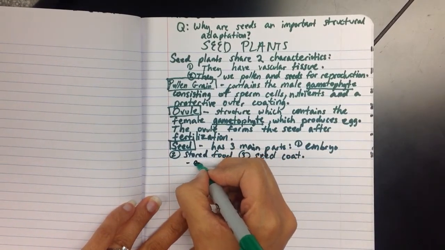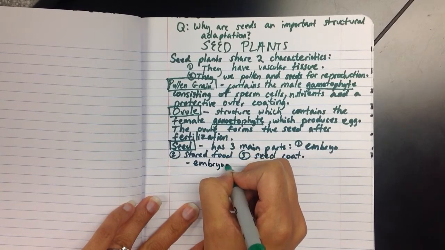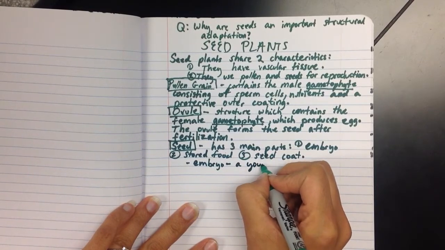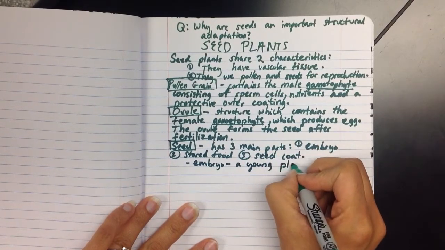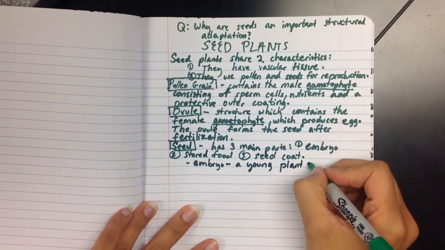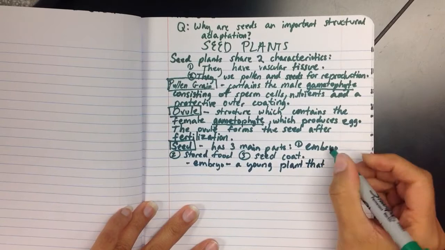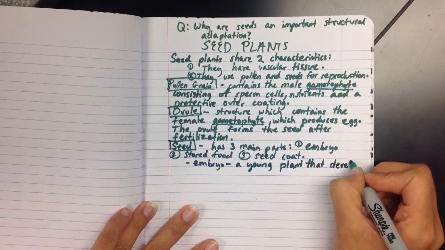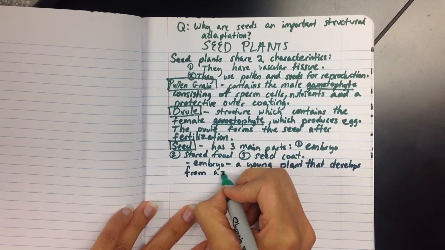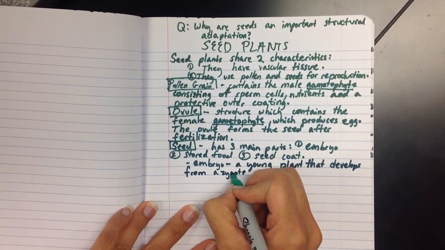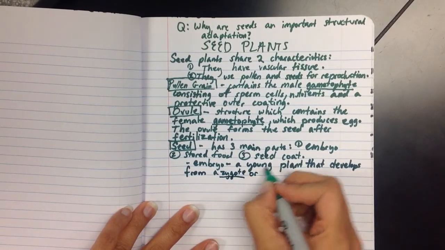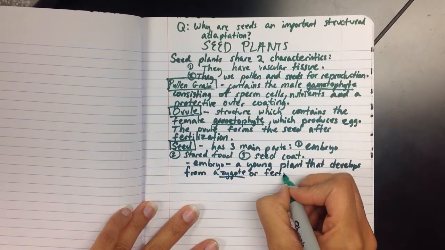The embryo is a young plant that develops from a fertilized egg or zygote.